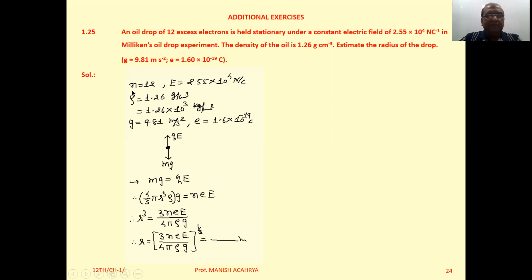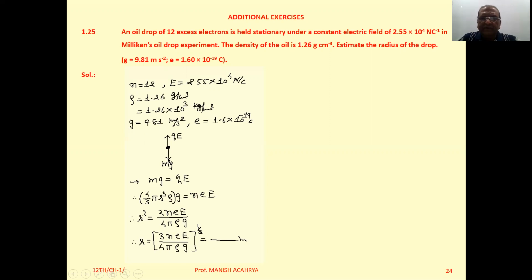Now see, number of excess electrons n equal to 12 is given to you. Electric field, that is 2.55 × 10^4 Newton per coulomb, that is also given to you. Then after, density, that is 1.26 gram per centimeter cube. So that will be equal to 1.26 × 10^3 kilogram per meter cube. g, that is 9.81 meter per second square. e, that we have to take 1.6 × 10^-19 coulomb.